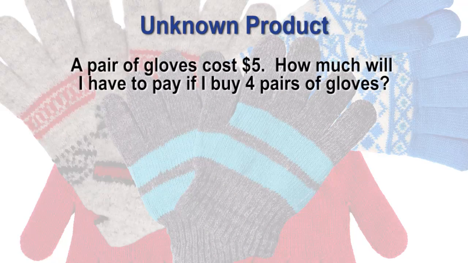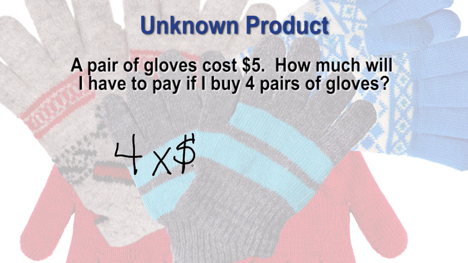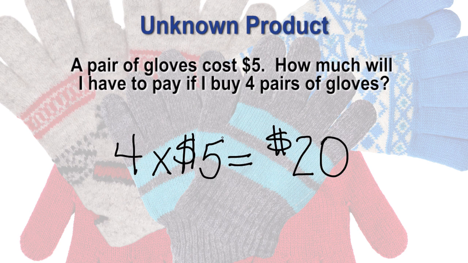First, unknown product. This is the one most familiar to your child. A pair of gloves costs $5. How much will I have to pay if I buy 4 pairs of gloves? To solve, we would take 4 times $5, which equals $20. I would have to pay $20.